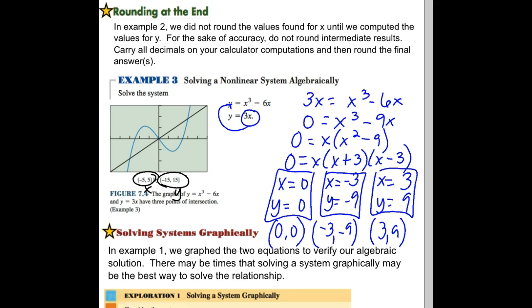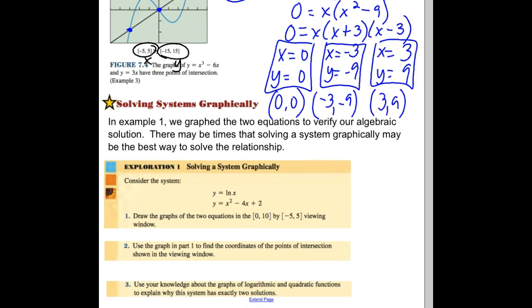Now look at your graph. Do those answers look reasonable? Here's our 0, 0. We have the point 3, 9, over 3 up 9. And we have -3, -9. Yes? All right. So again, your emphasis should be on, can you solve them algebraically? How are we doing with substitution? You feel pretty comfortable with that?